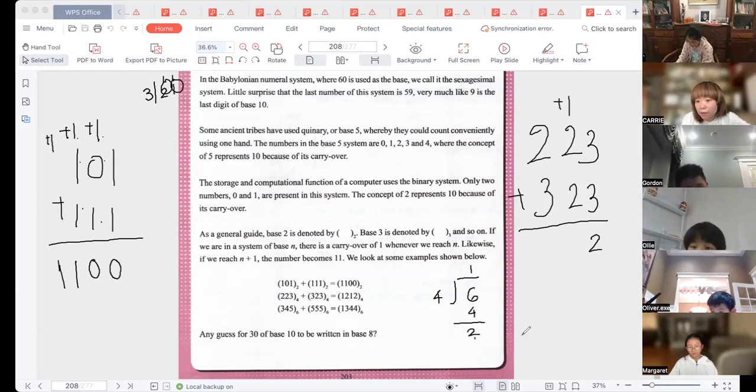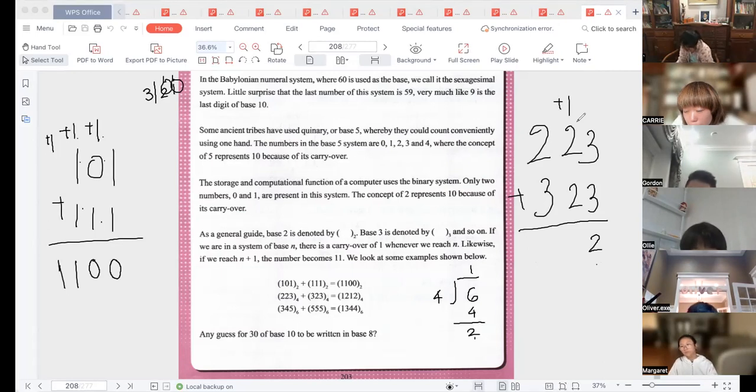Write the remainder down, then this carry over, you put it here. Get it, everybody? Okay, so this is very important. When you say it's divided by 4, 3 plus 3 isn't 4. No, 3 plus 3 equals 6, yeah. So it's 6 divided by 4.